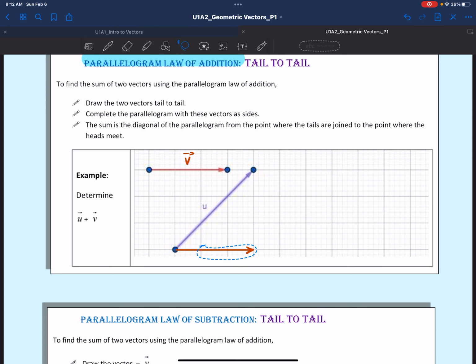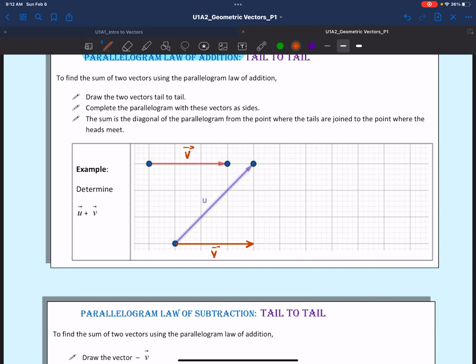So the tail of vector v will come to the tail of vector u. And from here on, we're going to draw a parallelogram by using these two vectors as the two sides of the parallelogram. And that's where the name parallelogram law of addition comes from. So I will draw one line parallel to vector v. And here goes another line parallel to vector u.